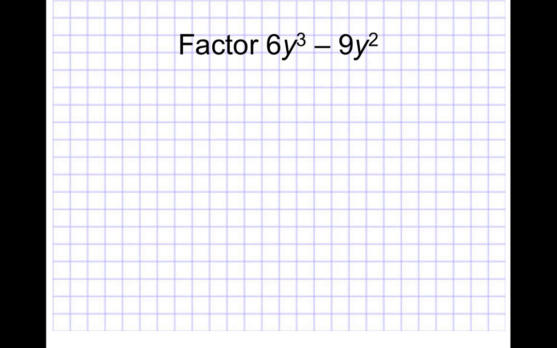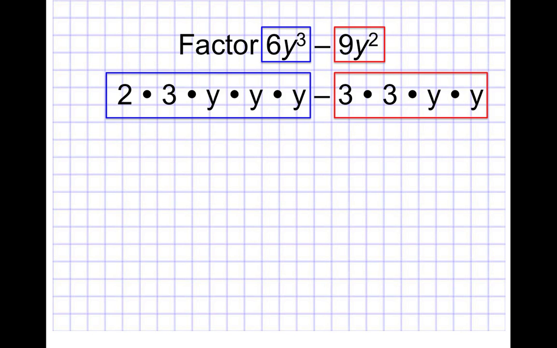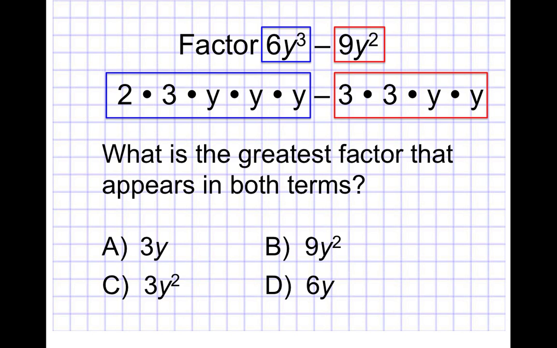So now you're going to try step by step. We're going to factor 6y to the third power minus 9y to the second power. We'll look at what each of these terms means. 6y to the third is the same as 2 times 3 times y times y times y. 9y squared is the same thing as 3 times 3 times y times y. What's the biggest factor that appears in both the blue and the red box?